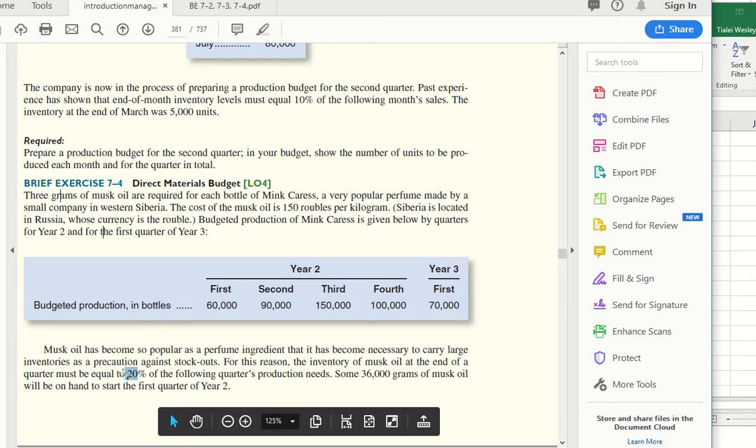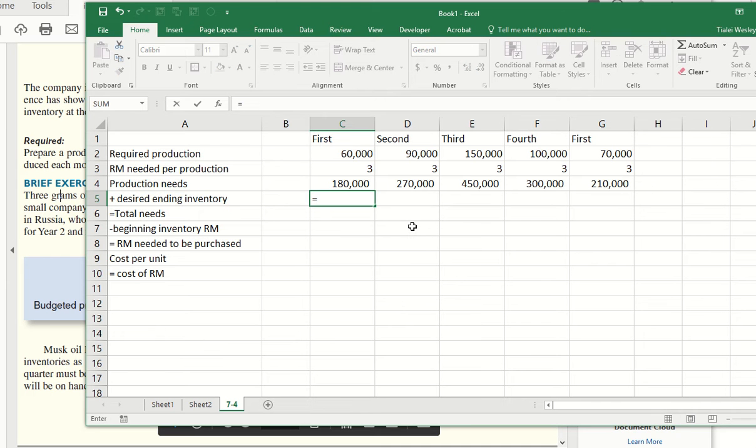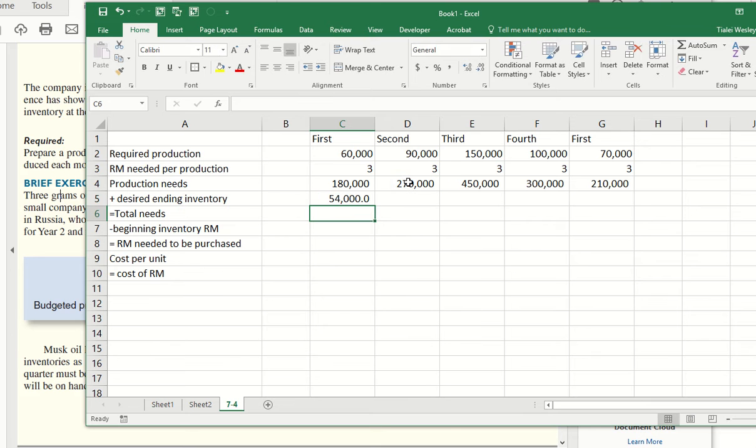I have a desired ending inventory. They need a lot of ending inventory, 20% of the following quarter's amount, right? So 20% of that, 20%, 20%, 20%. So I'm going to need 270,000 kilograms of musk oil, and for the next quarter I need 20% of that as my desired ending inventory. So we can calculate our needs all the way across for the first year, and then our beginning inventory of raw materials.